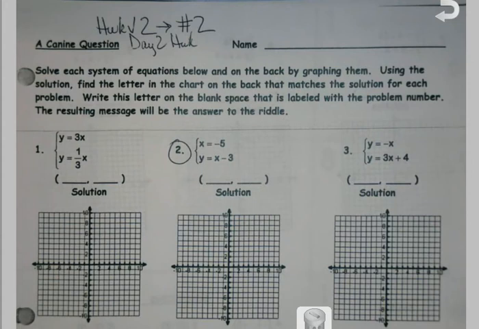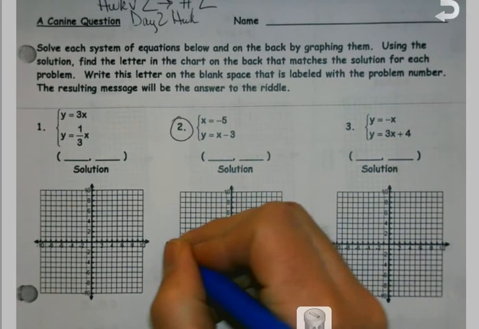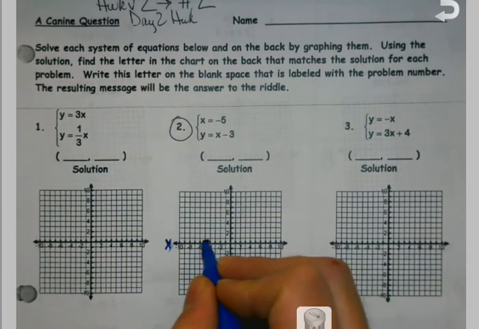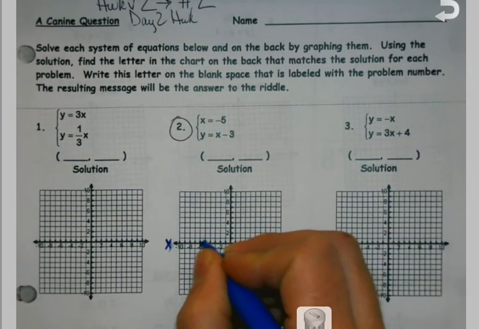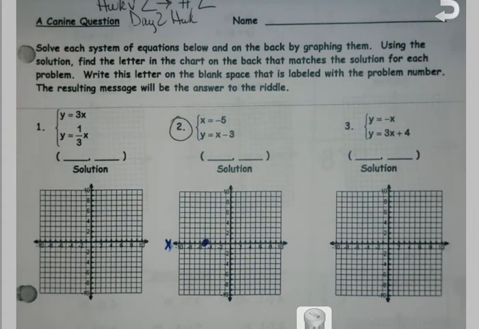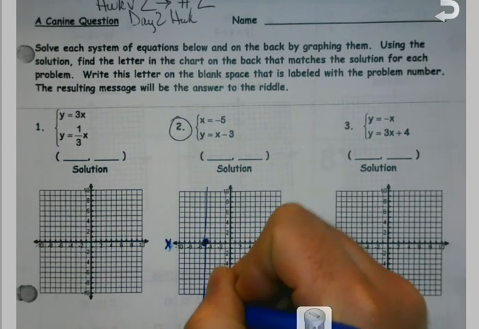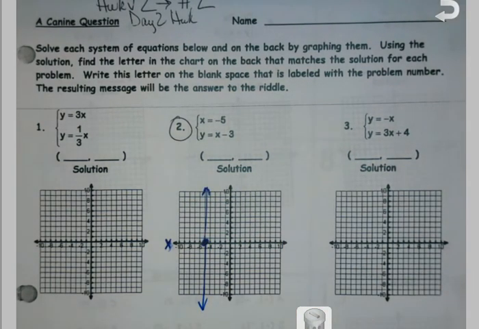If it's just x equals a number, remember, here's my x-axis. Which direction do I go to get to -5? Yes, I agree. We're going to go left. I'm going to go left 5, and I'm going to put a dot. Once I do that, whenever I get an x equals, I'm just going to draw a vertical line through that dot. That only works with x equals. If it's y equals, it goes the other direction. But if I don't have it looking like a normal equation, that's what happens.